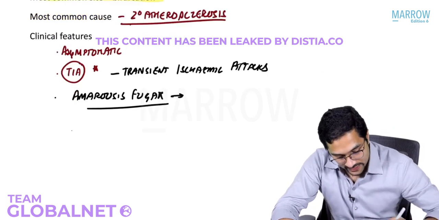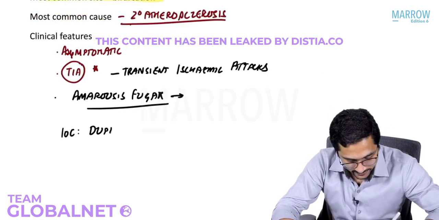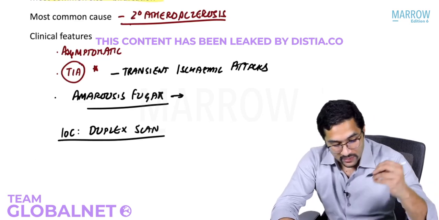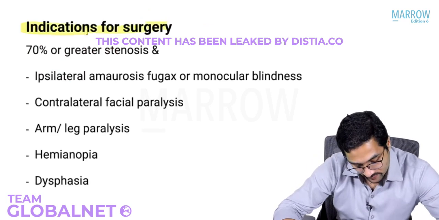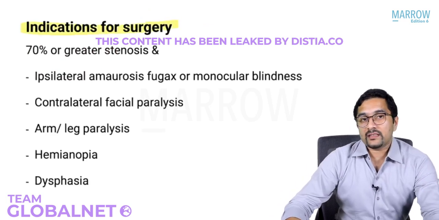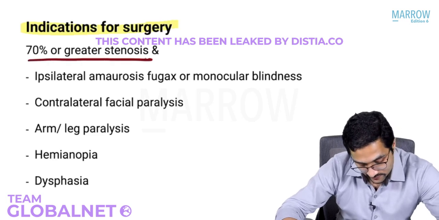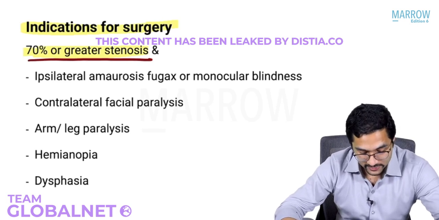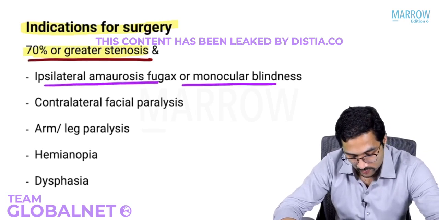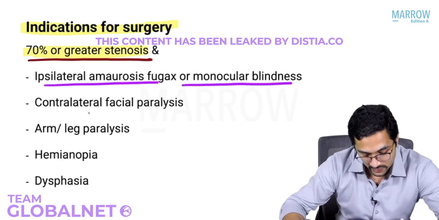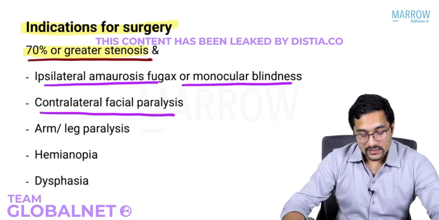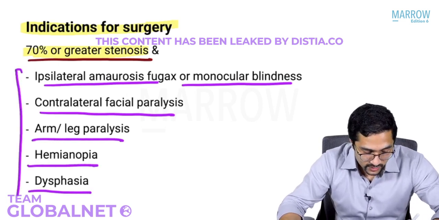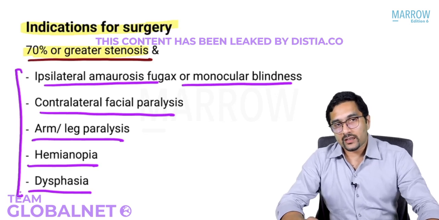Again, the investigation of choice here is a duplex scan that will tell us the amount of block which is there. The indications for surgery when there is carotid artery stenosis: there should be 70% or greater stenosis, and there should be ipsilateral amaurosis fugax or monocular blindness. This is one of the features. Facial paralysis, arm or leg paralysis, hemianopia or dysphasia. These are all clinical features which can be seen with carotid artery stenosis.